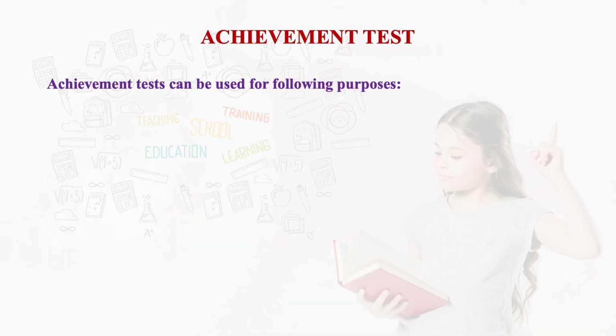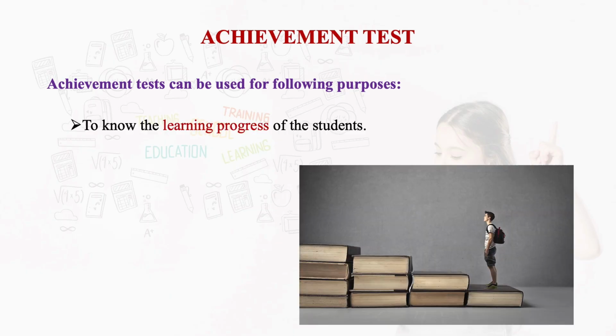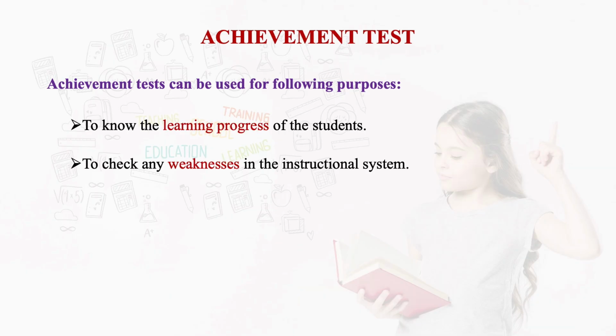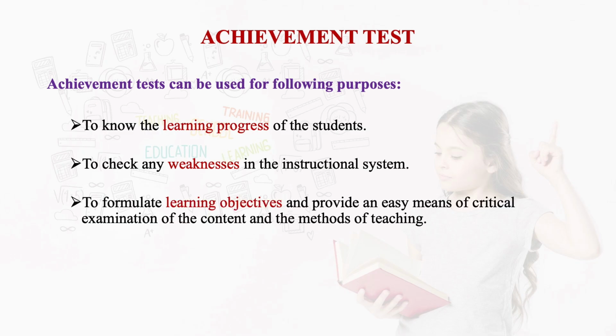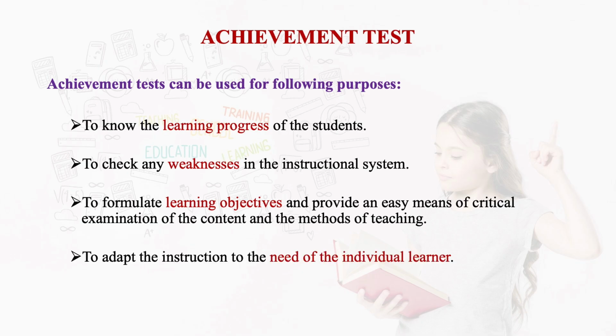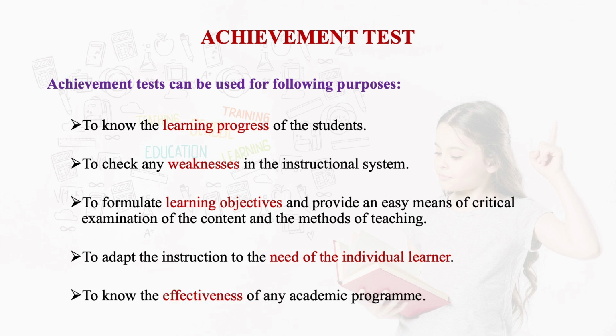Let us go forward. Further, to understand the achievement test, we can say that an achievement test can be used for the following purposes. First of all, to know the learning progress of the students, to check any weaknesses in the instructional process, to formulate learning objectives and provide an easy measure for critical examination of the content and the methods of teaching, further to adapt the instruction to the need of the individual learner, and the last purpose is to know the effectiveness of any academic program.